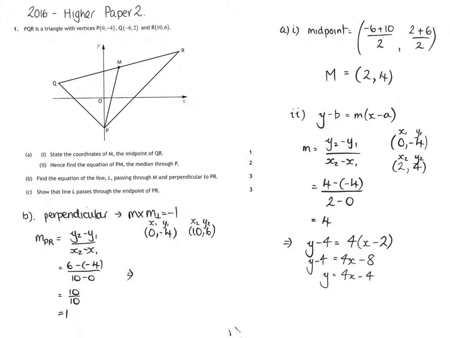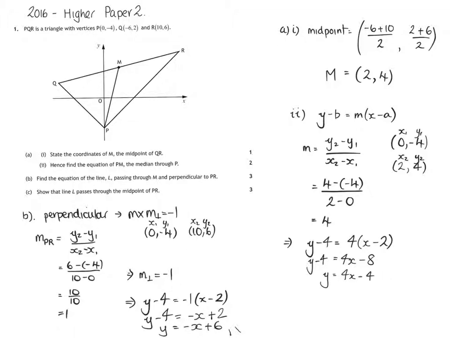So therefore, m perpendicular equals negative 1. So we're going to have y, and it's going through the point M, so y take away 4 is equal to negative 1 times x take away 2. So when we multiply that out, we get y take away 4 equals negative x plus 2. And after adding the 4 to both sides, we're going to get y equals negative x plus 6.